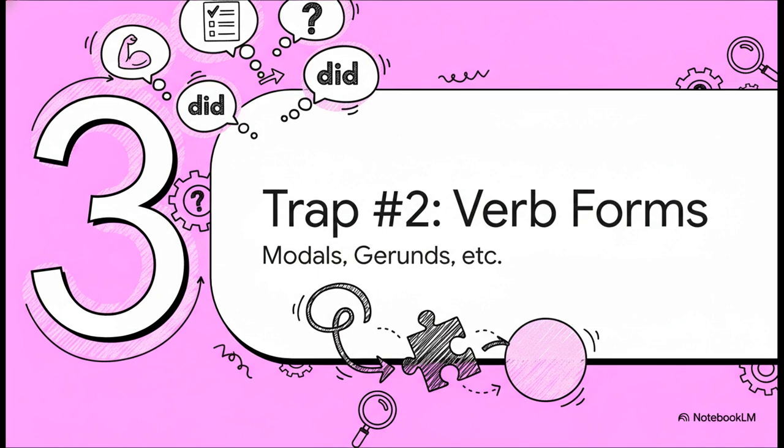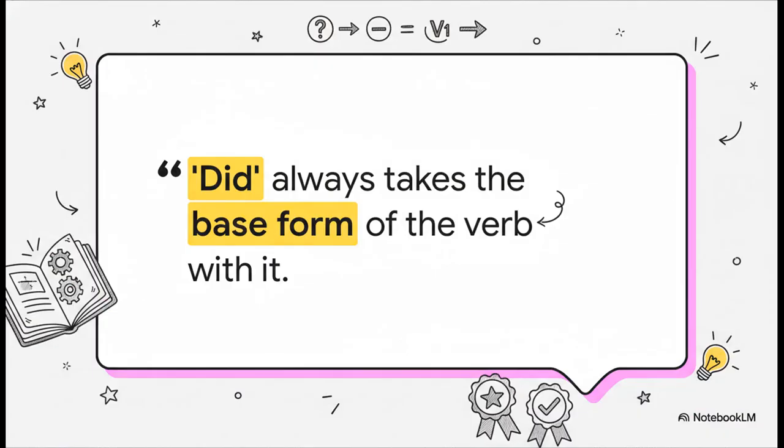This is where examiners check if you know which form of a verb to use after certain words, especially modals like can, should, and did, or in sentences with gerunds and infinitives. Now this is one of the golden rules of English grammar, and it's so important we pulled it directly from our source material. There are 0 exceptions to this.